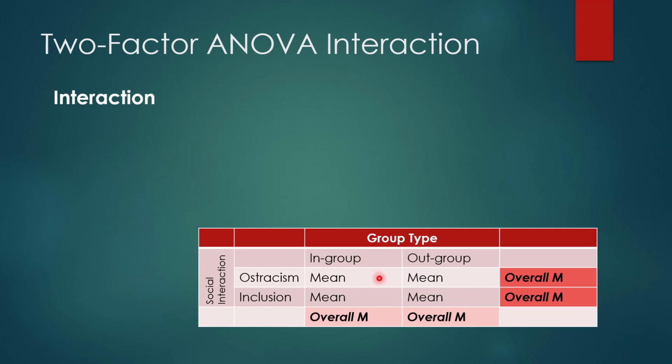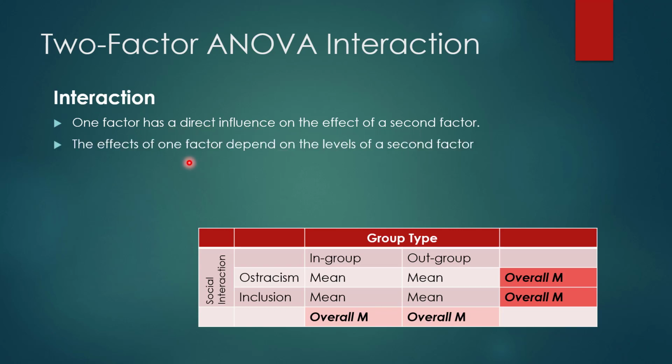So back to our example, now we're considering these mean differences. These differences were for the main effects. Now we're interested in what's going on. Do differences in one factor depend on the other factor? The idea with an interaction is one factor has a direct influence on the effect of the second factor. Or another way of wording it, the effects of one factor depend on the levels of a second factor.